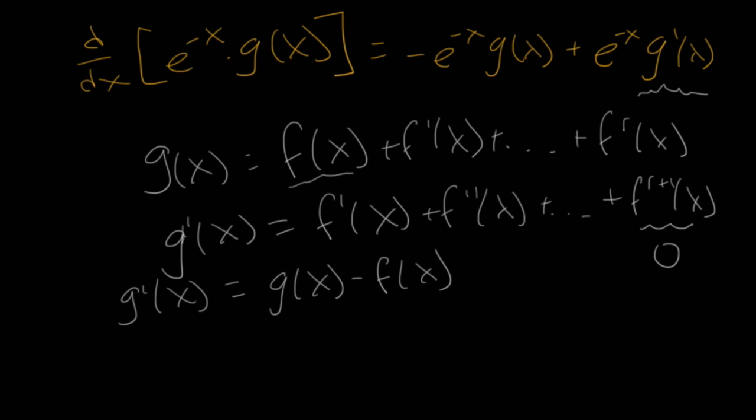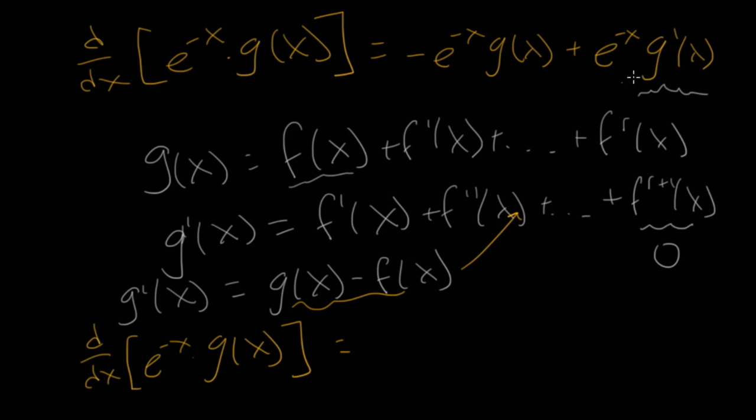So now we can say that the whole thing, if we put this up here, that will be g of x. This is negative e to the negative x times g of x. This is positive e to the negative x times g of x. And so that will cancel out, and we'll just be left with negative e to the negative x times f of x.